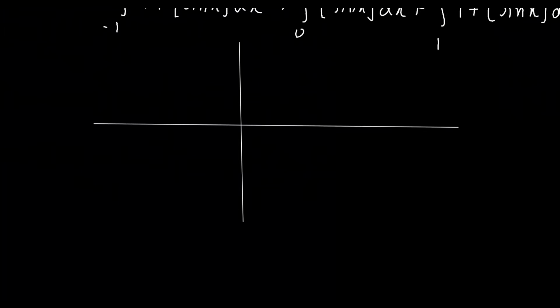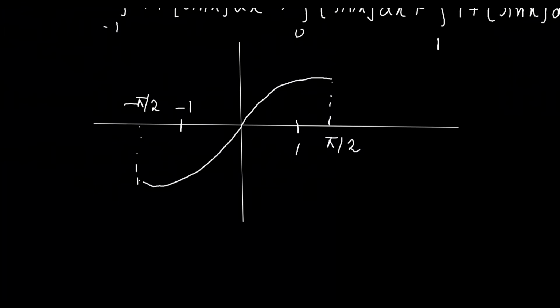See here. Now this is actually the graph of sin x, this one. Suppose this is pi by 2, and this is minus pi by 2. Suppose this is -1 and this is 1 and this is 0. We know.